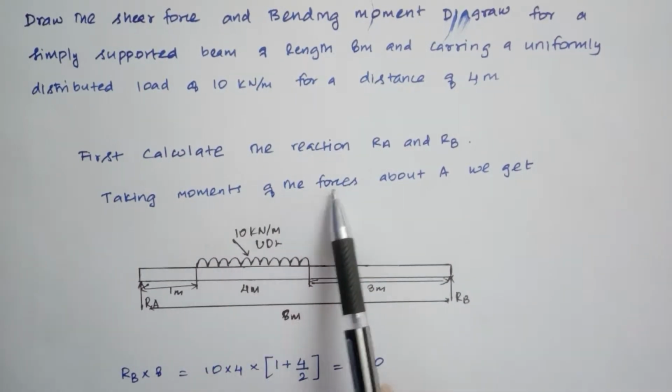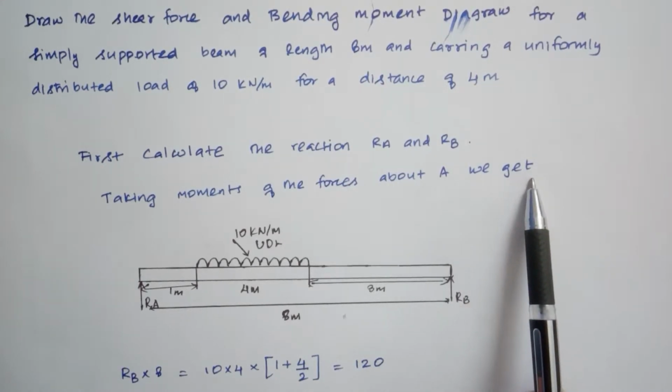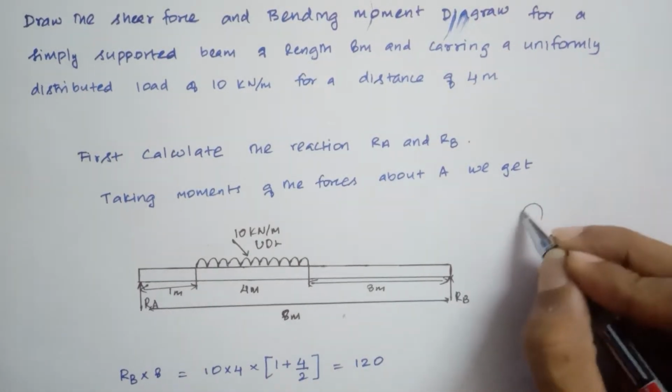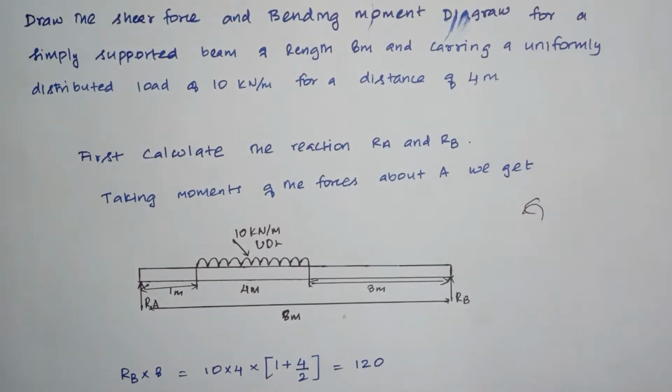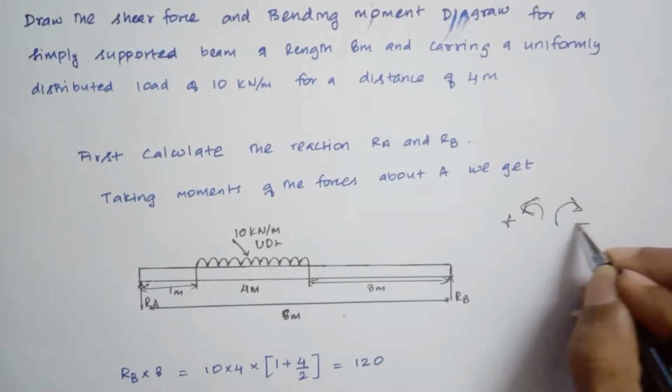Taking the moment of the force about A, in clockwise we are going to get plus sign, anti-clockwise we are getting minus sign.